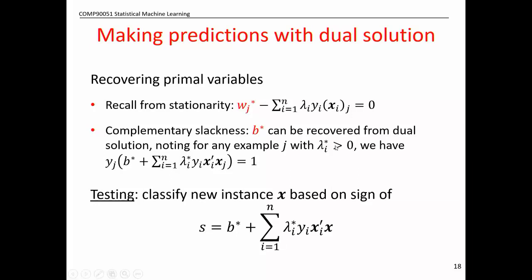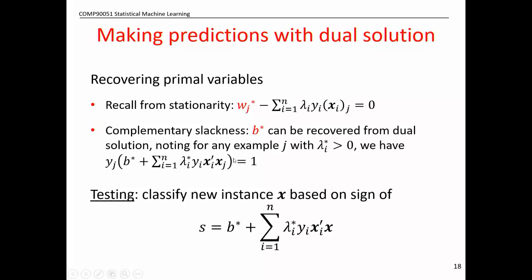So for any i for which lambda is greater than 0, and there's got to be some, then from complementary slackness that other term had to be 0. If you have a product of two things and the product is 0, and one of them is not 0, then the other has to be 0. The only way to get 0 is for one of the two things in a product to be 0. So if we know the lambda isn't 0, then the other thing had to have been 0.